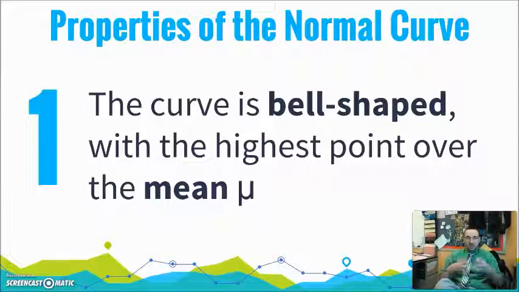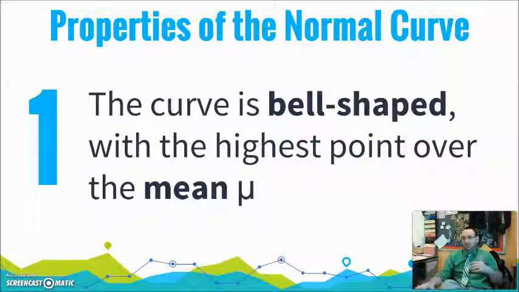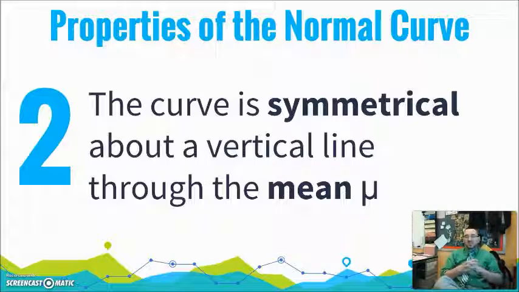Okay. So number one, this is the first property of the normal curve. The curve is bell-shaped. Crazy. With the highest point over the mean mu. So again, if we look back, our mean is right smack dab in the middle, and that's our highest point of the bell curve. Pretty easy to understand.